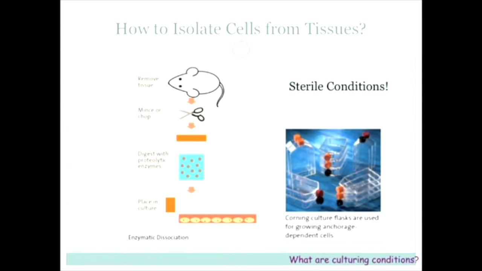Once that is done, cells are spun down and put in a culture dish in culture media, and they will be growing for 2-3 days, and you will see your cell line is starting. So this way you can establish your cell line.